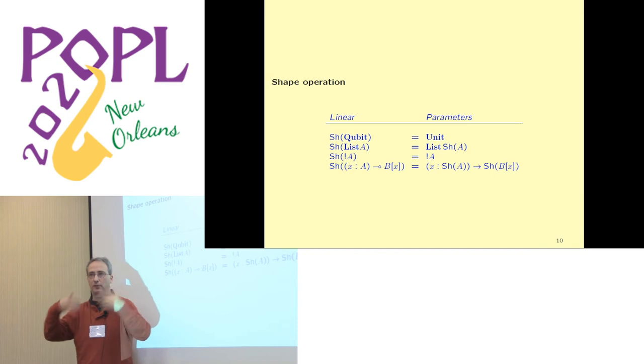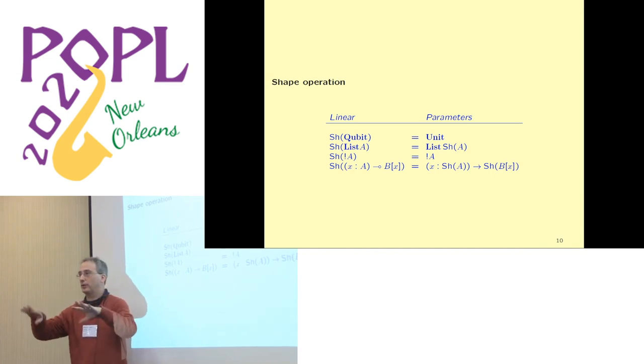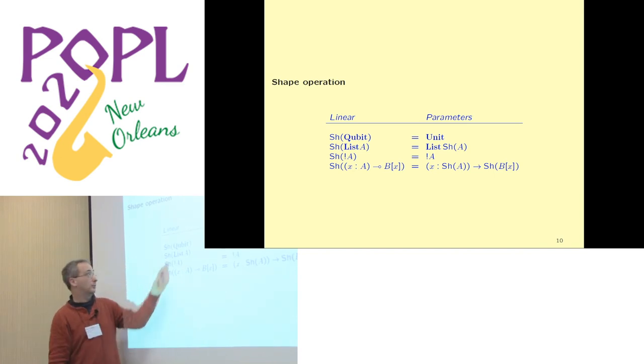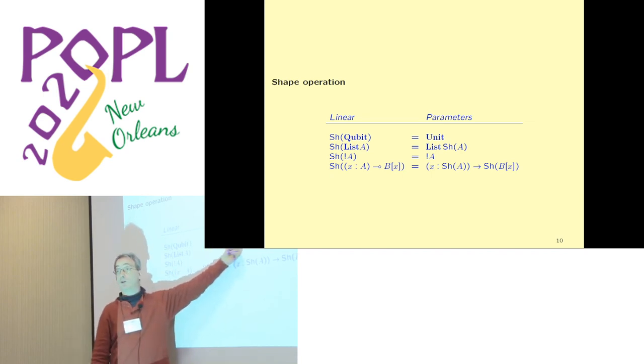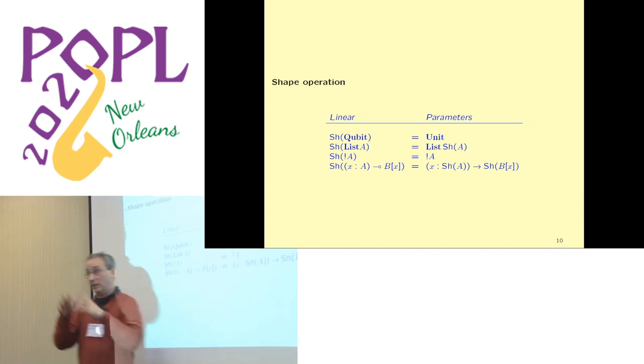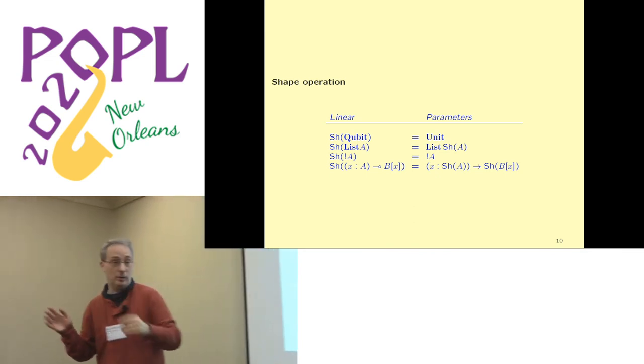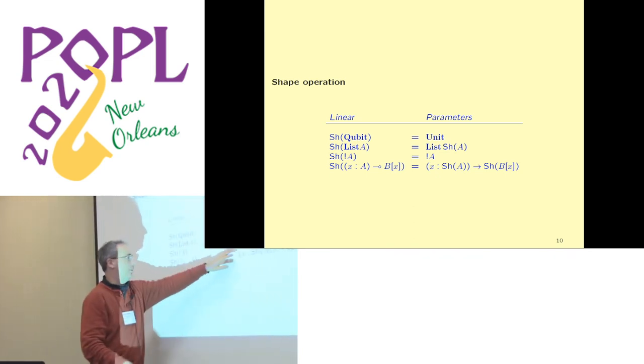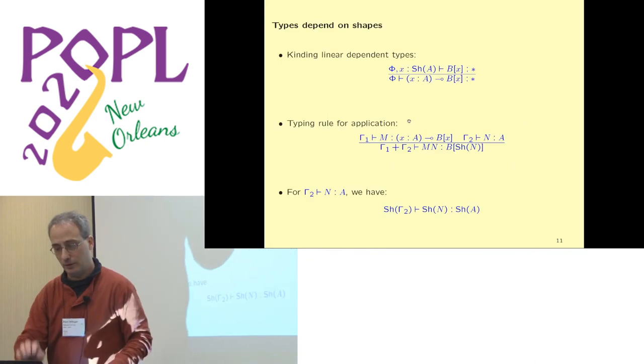So shape is kind of the forgetful operation that throws away all the state and keeps just the parameters. So the shape of a qubit is just a unit, for example. The shape of a list of qubits is just a list of units, which is the same thing as an integer, i.e. the length, I mean a natural number, right? And the shape of other types are basically defined recursively.